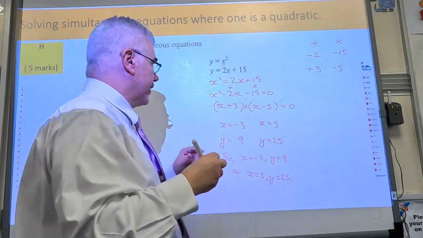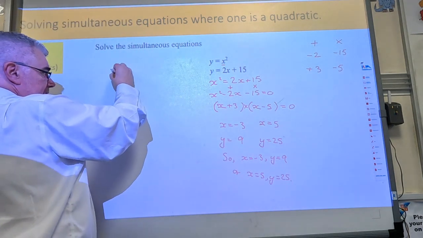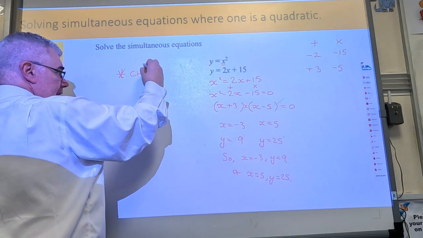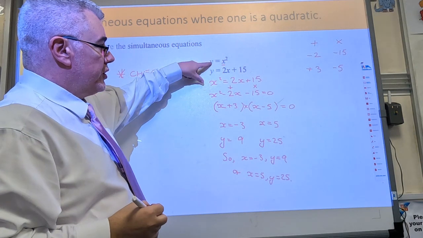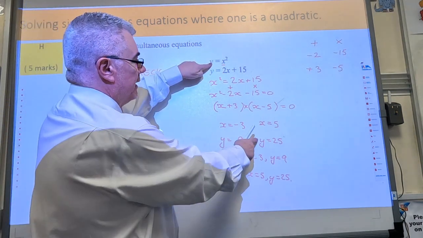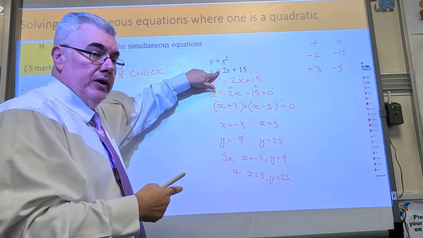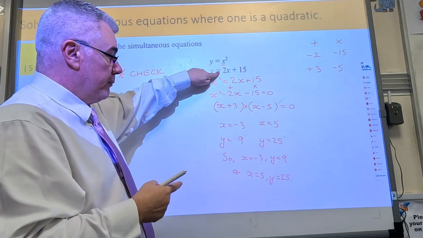You should always check your answer. I would leave it till the end of the exam if I've got time, and I will go back and check. I used this equation to calculate these y values, so I'm going to substitute back into this one, check that it still remains true.